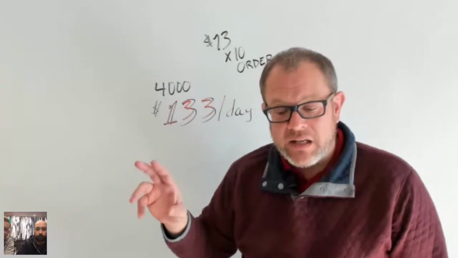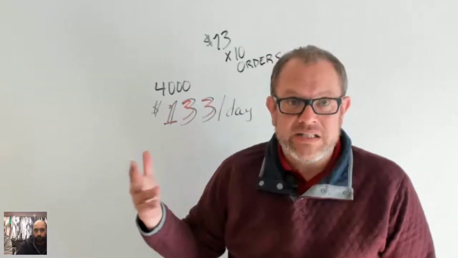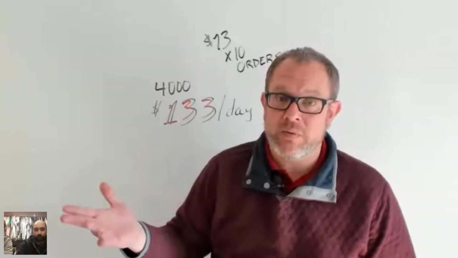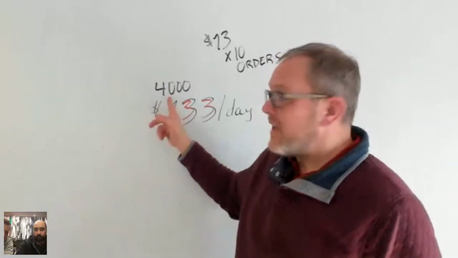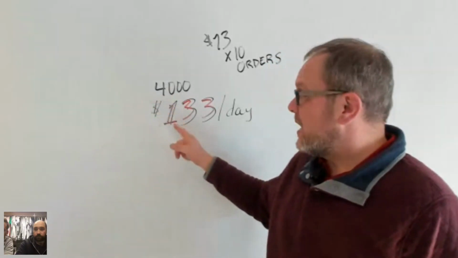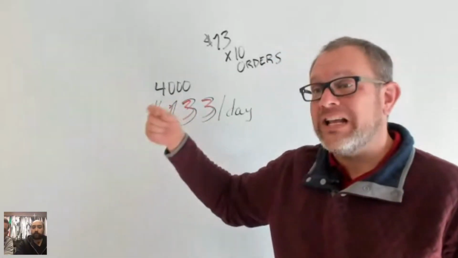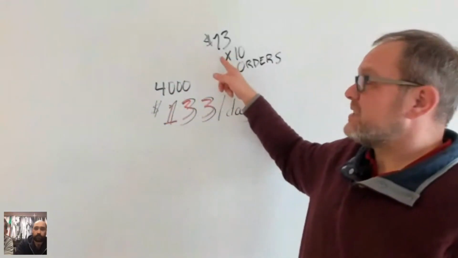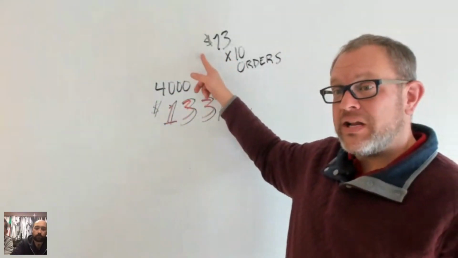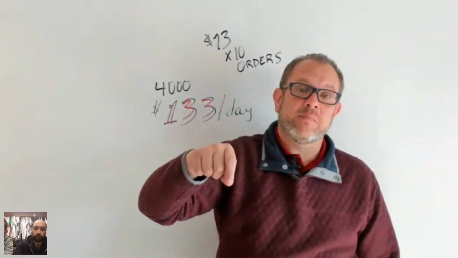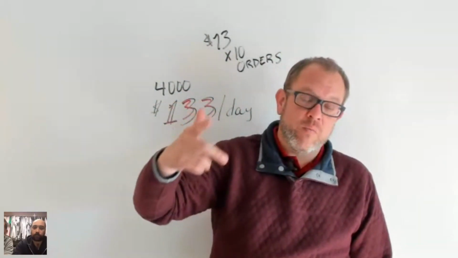That's correct. I love some of these webinars and some of these sales pages and all this other hoopla. I'm from Texas. You got to skip the nonsense with me and get to the point. $4,000 is $133 in profit a day. If you want to get to that, a whopping 10 orders at $13. So you've already gotten half of that profit from one shirt.